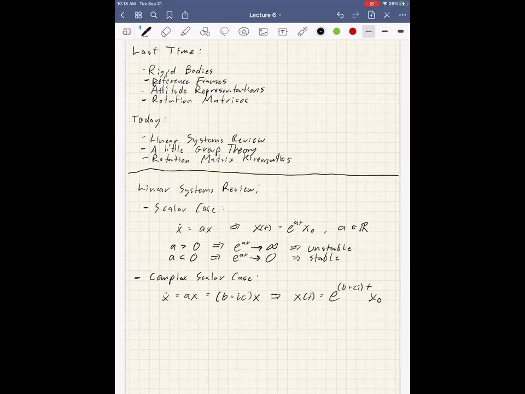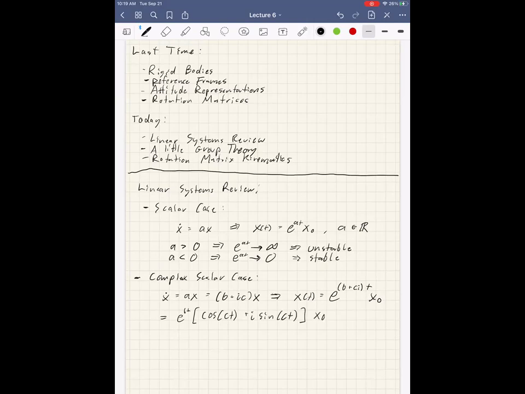where this is now a complex exponential. And if we pick that apart, we can say it's equal to e to the bt times (cos ct plus i sine ct) times x naught, right?